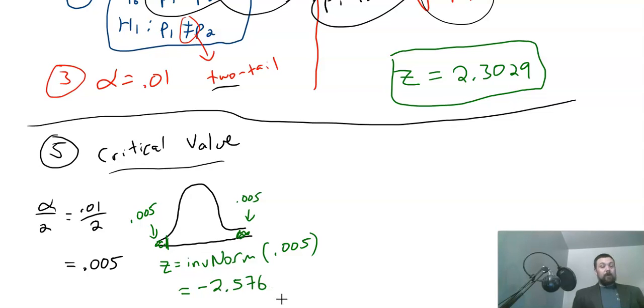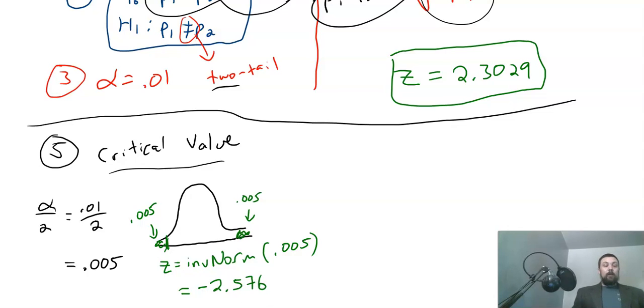2.576. If that number looks familiar, we've seen it multiple times before, because with the normal distribution, if your alpha is the same, your critical value is the same. Or if the area is the same, you'll get the same critical value. For the t-distribution, it keeps changing depending on the sample size, right? But for the normal distribution, 0.005 always gives us this critical value, and we've seen this one a few times.